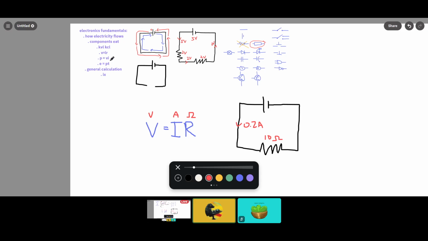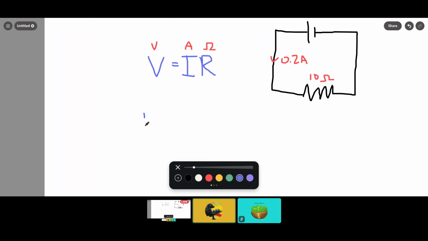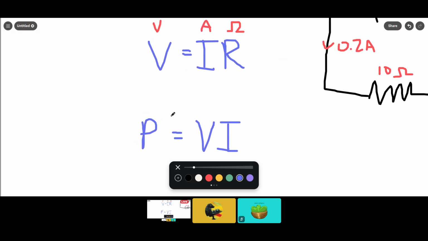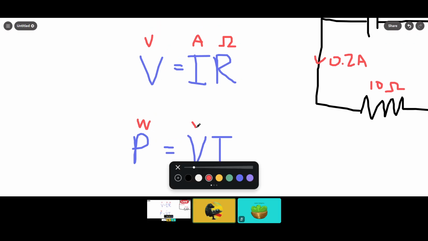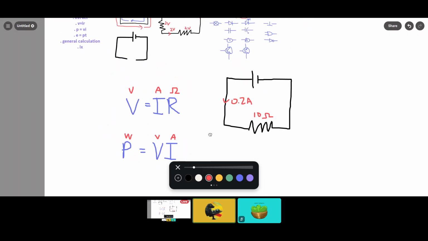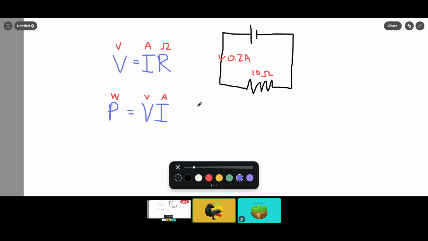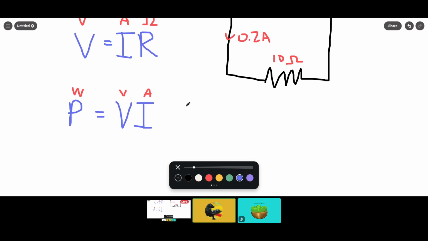Now we move on to power. It says P equals VI there, which is the equation for power. So what is power? Power, in watts, is the product of voltage and current. And there's one specific thing: all components have a specific power rating. So you may see some resistors with a power rating of, say, 1 watt.